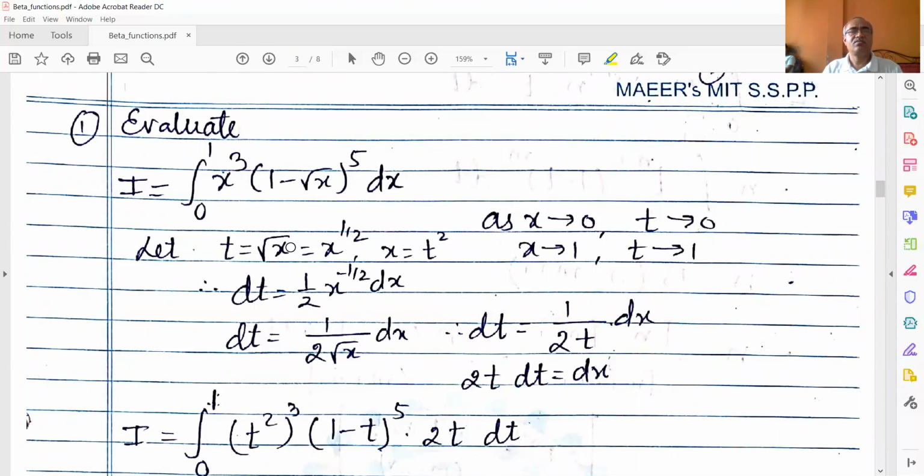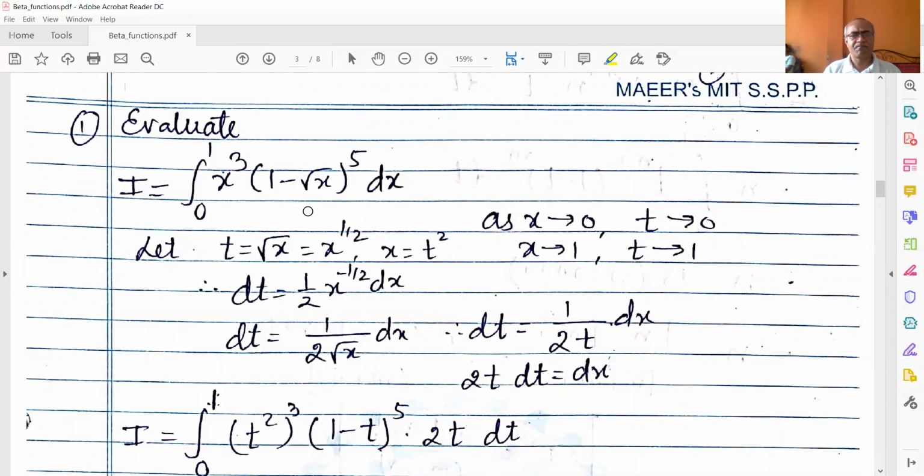Let's start with solving the beta function examples. The first one is integral 0 to infinity x cube 1 minus root x raised to 5 dx. What our task is just to convert the integration given into the standard beta function. That is only what we have to do over here. Nothing else.